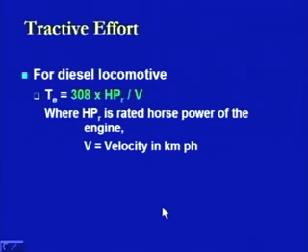Similarly, in the case of the diesel locomotive, the equation given for the tractive effort is 308 multiplied with the rated horsepower of the engine HPR and divided by the velocity in kilometers per hour. So this is the equation by which we can find out the tractive effort.